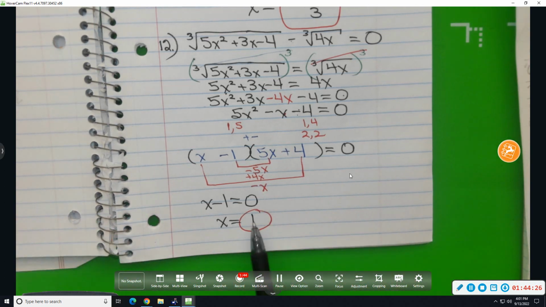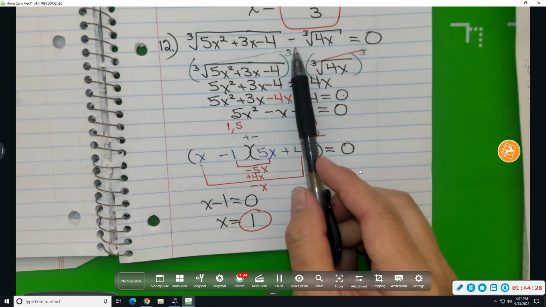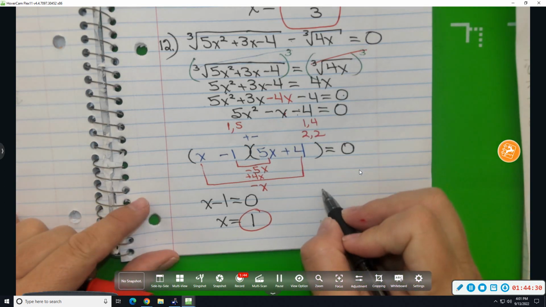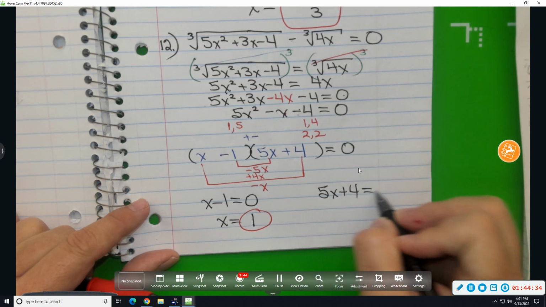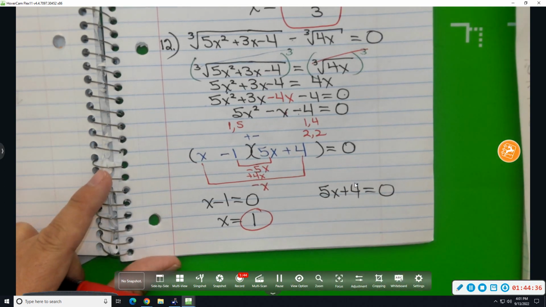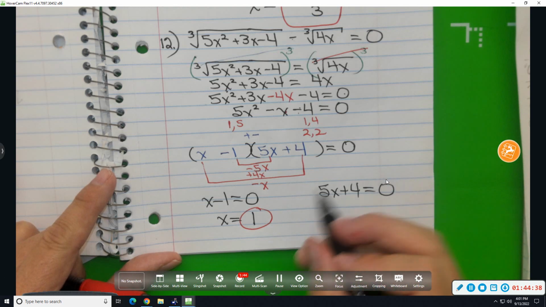Notice, I don't have to check it. It's an odd power. The other one, 5x plus 4. Set that equal to 0. What will I do first to solve this?